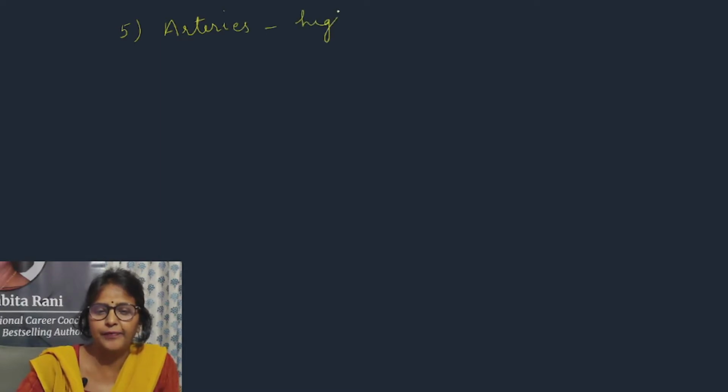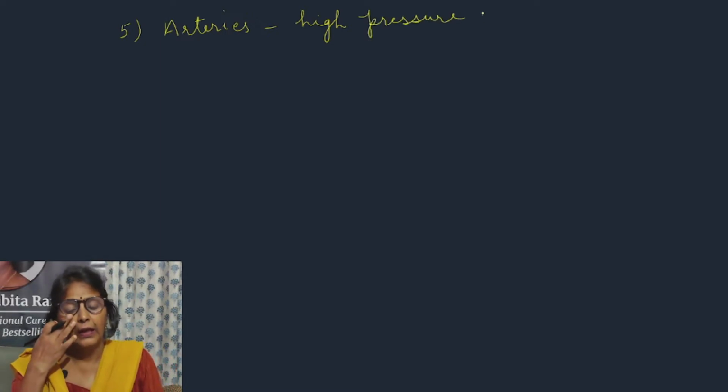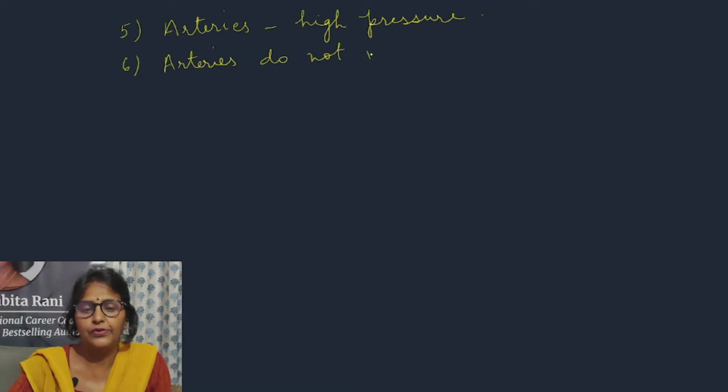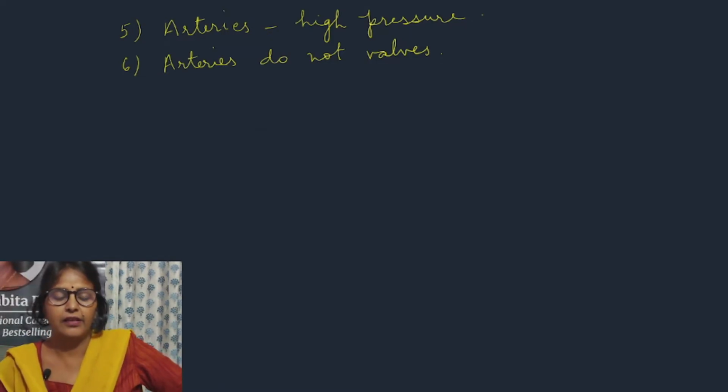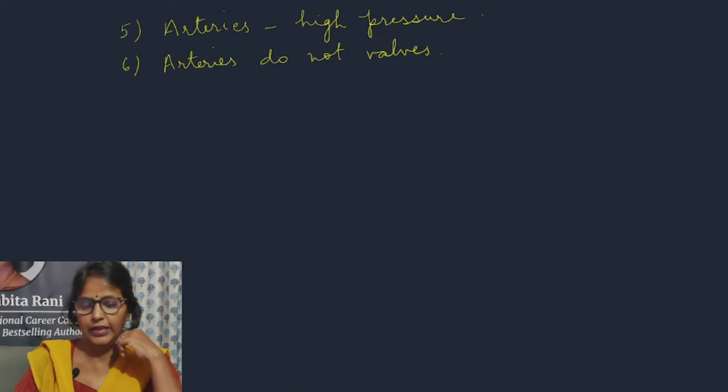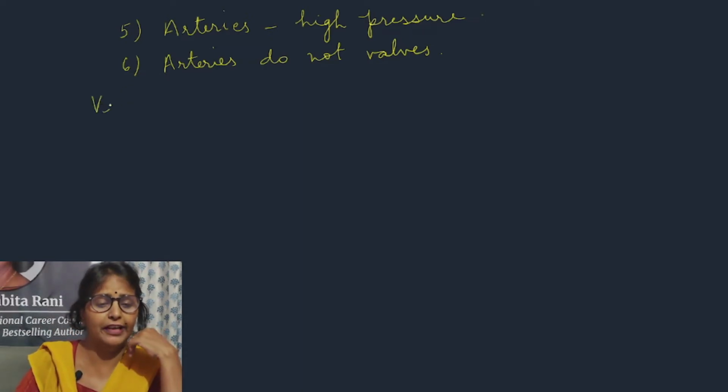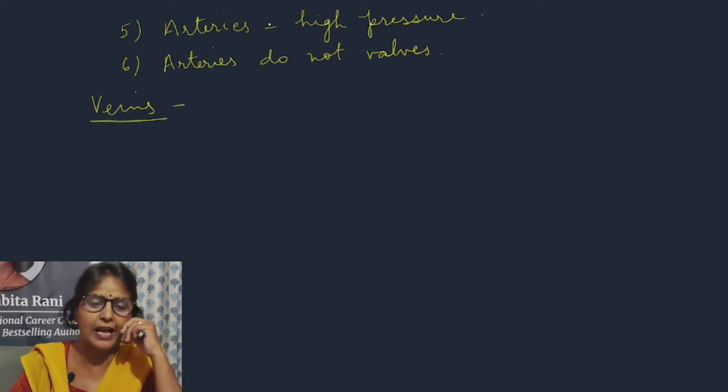So what is the fifth point? Blood flows in the arteries with high pressure. One point that we will see when we see veins: arteries do not have valves. What are valves? Valves are structures present in the veins which prevent the backflow of the blood. So if we look at veins and consider the same characters that we saw in the arteries, what will happen?